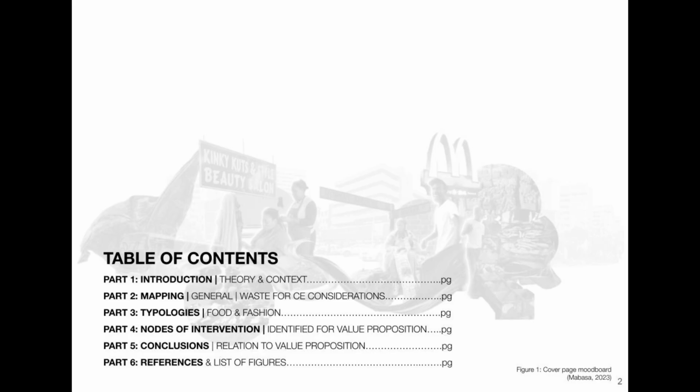We have broken our project down into its introduction, looking at key points of theory and the context we find ourselves in, our mapping in terms of waste, our identified food and fashion typologies, and then our chosen nodes of intervention for our smaller group value proposition. And then finally, our key takeaways of our group analysis in order to guide our value propositions.